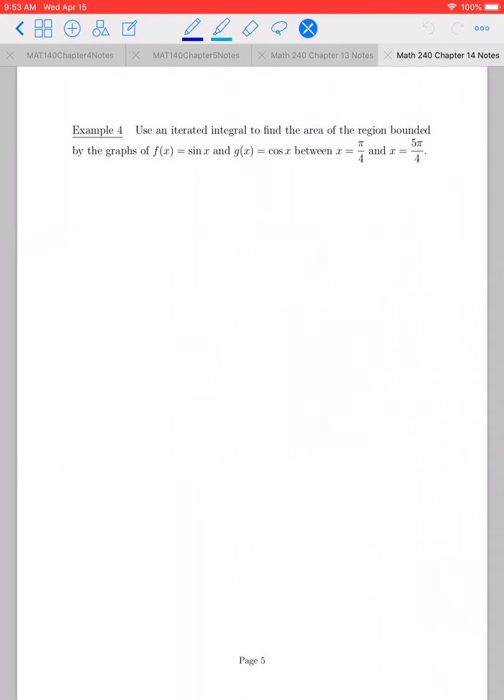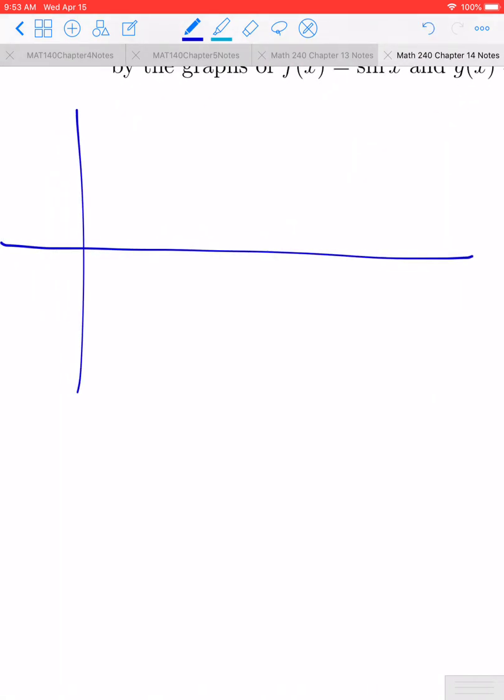Let's take a look at another one. In example 4, we're asked to use an iterated integral to find the area of the region bounded by the graphs of f of x equals sine x and g of x equals cosine x between x equals pi over 4 and x equals 5 pi over 4. I find it very helpful just to draw a rough sketch so we can see the region that we're looking at.